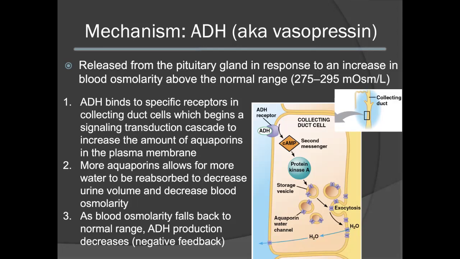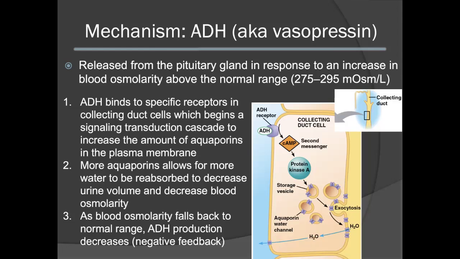When ADH binds to the specific ADH receptor on the surface of the collecting duct cell, this will cause the production of cyclic AMP, which is a secondary messenger. This will activate protein kinase A. This will lead to the overproduction of aquaporin water channels and an increase in exocytosis, which will insert these aquaporins onto the plasma membrane. Because there are more aquaporins, more water can be resorbed.